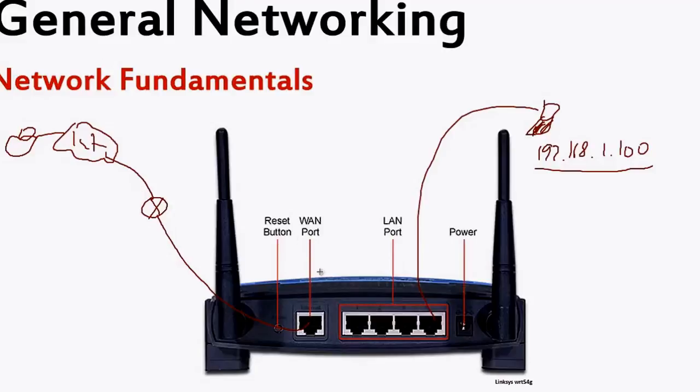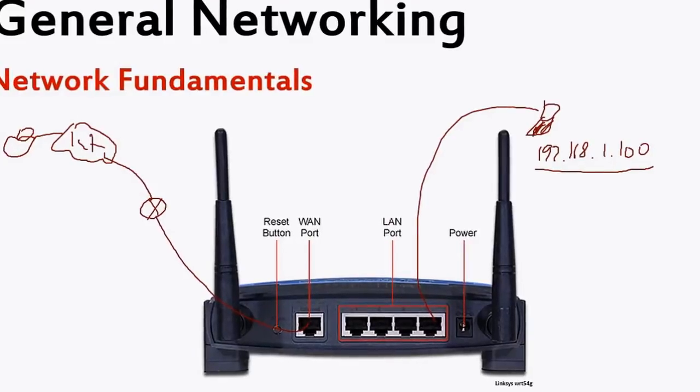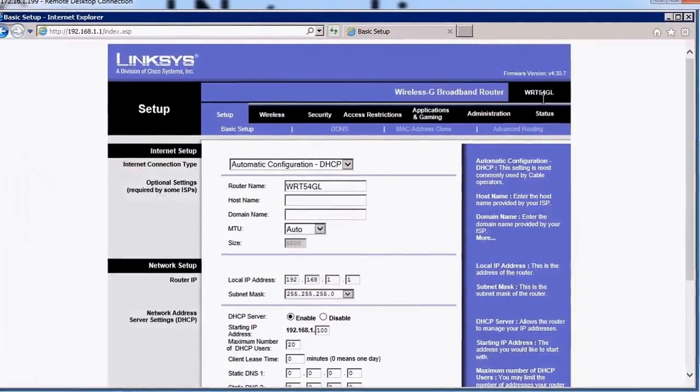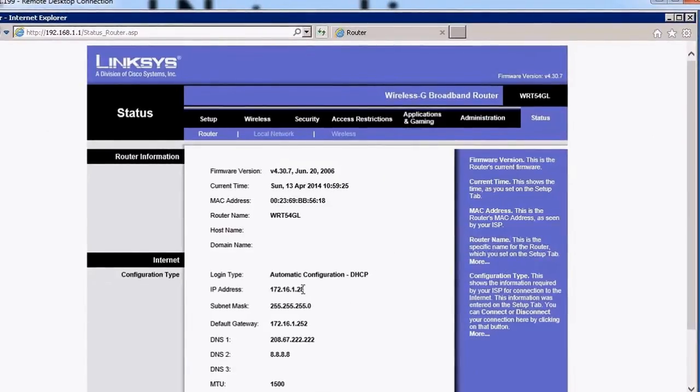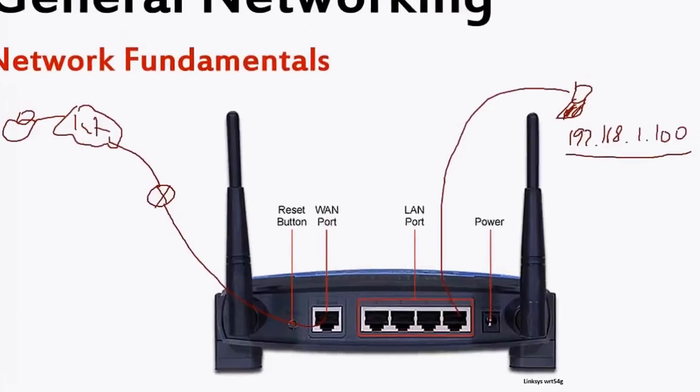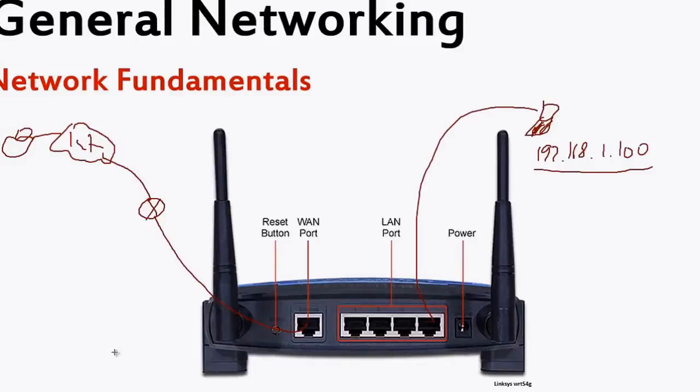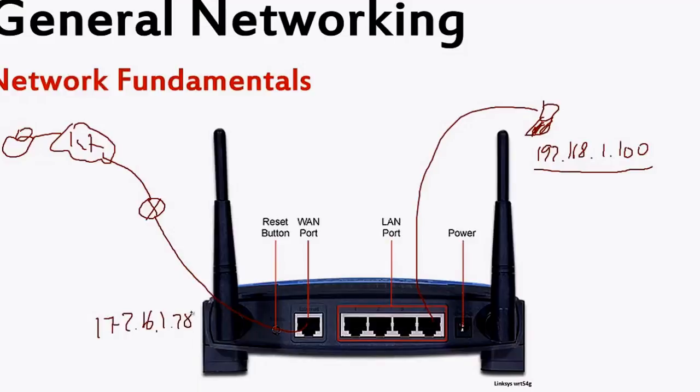In my case, the Linksys router, this one, the public IP address, well, it's not really public, but we assume it is. When I go to status, I should see my public IP address. It's this one. It's 172.16.1.28. That is something that I would type here, and it would go to my router.